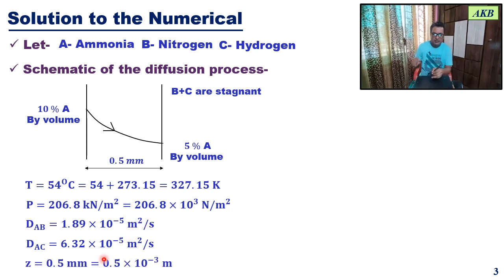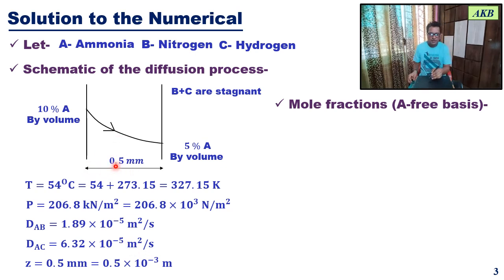Then the other diffusion coefficient is also given. Diffusion coefficient of A in C, diffusion coefficient of ammonia in hydrogen, is given as 6.32 into 10 to the power minus 5 meter square per second. Then distance between the planes is given. I have shown over here. It is 0.5 mm, but we will convert it to SI system. So Z is 0.5 mm, that is 0.5 into 10 to the power minus 3 meter.